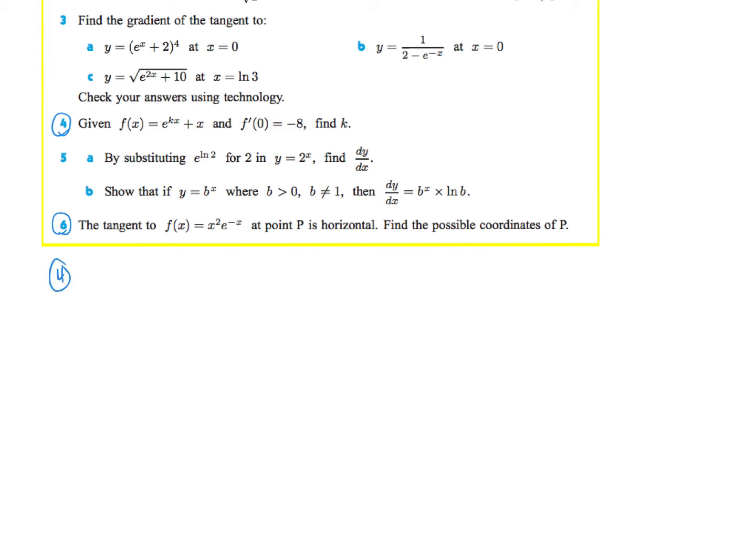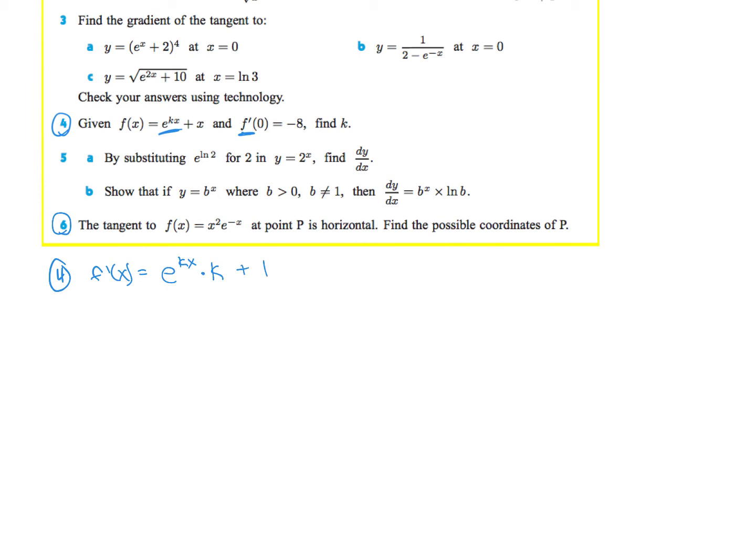Number 4, given f of x equals e to the kx plus x, and the first derivative when x is 0 is negative 8. Find k. So I need to take the first derivative. When I take the first derivative, I have a composite function. The derivative of the outside, leaving the inside the same, times the derivative of the inside, and the derivative of the inside would be k, and then plus 1.